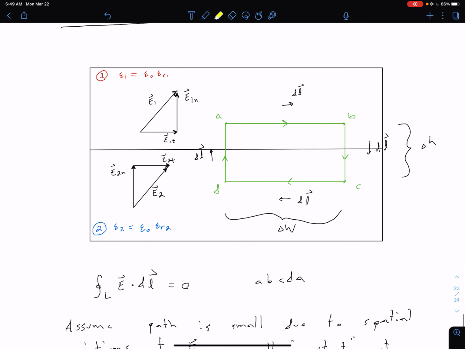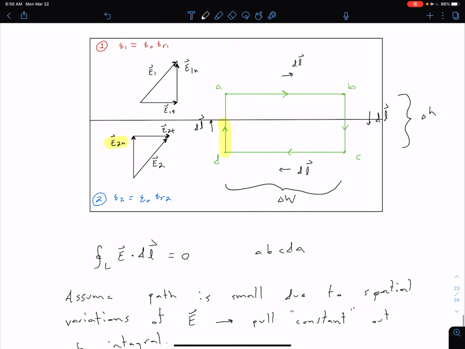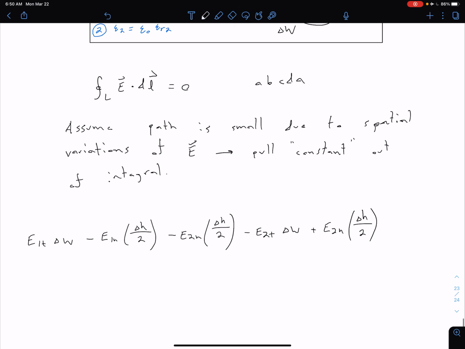All right, so then finally we have two more segments to consider. First, this path in our region 2. So we see now our DL and our normal component of 2 are in the same direction. So that's going to be positive now. So we have E2n, and then the integral over that path is delta H over 2. And then finally, our last segment before returning to A is in this region 1 along this direction. And again, now our DL is in the same direction as E1n. So coming down here, what we're going to have is plus E1n times delta H over 2.